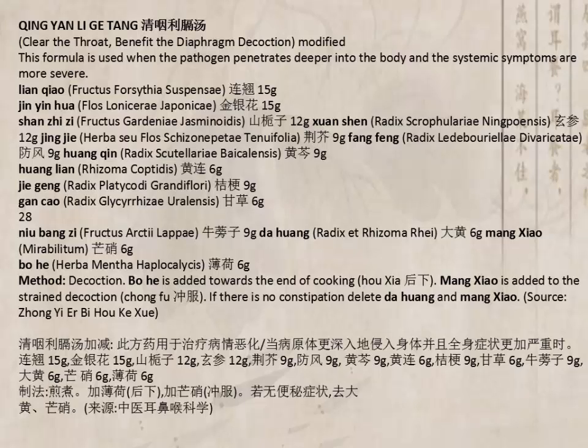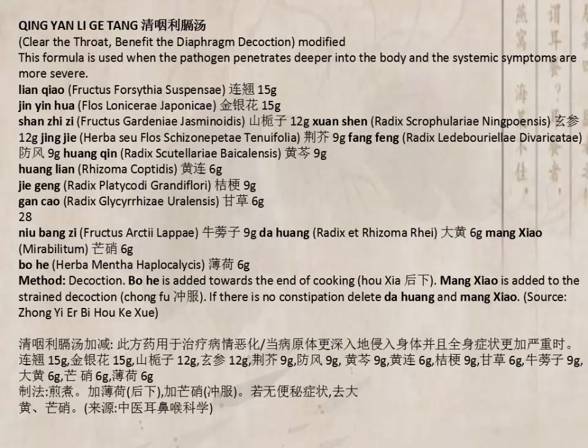We can also think of Qing Yan Li Ge Tang. You can see that it has Huang Qin and Huang Lian in it to drain the heat from the interior. All right, and it has the first group of herbs, and Zhizi also clears heat from the interior. And then it still has Jin Yin Hua and Lian Qiao for going directly to the throat. Niu Bangzi, very important for sore throat. In general, we can use that for exterior but also interior heat.